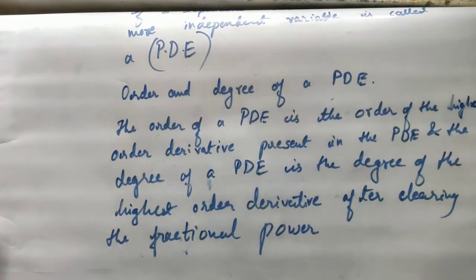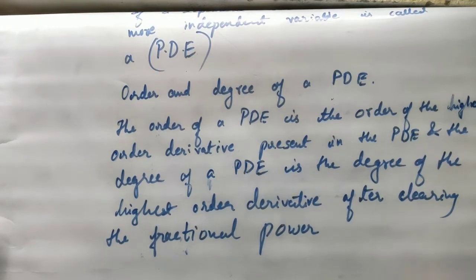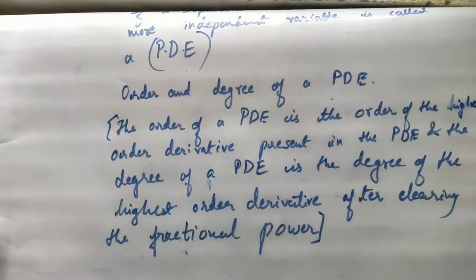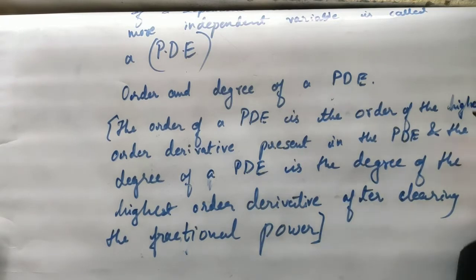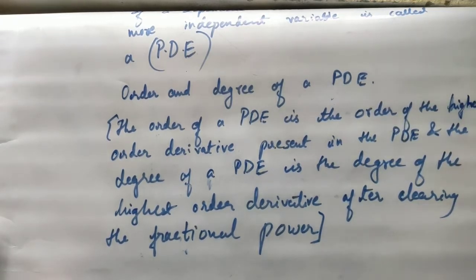So the order of a PDE is the order of the highest order derivative present in the PDE, and the degree of the PDE is the degree of the highest order derivative present in the PDE, after clearing the fractional powers. This definition is the same as the order and degree of an ordinary differential equation. The only difference is that here we consider the partial derivatives, not the total derivatives. I hope that is clear to all of you.